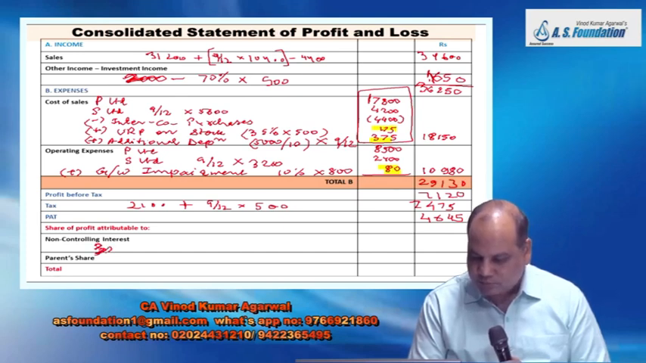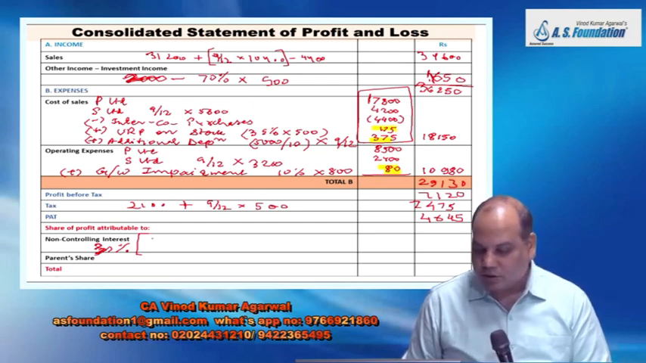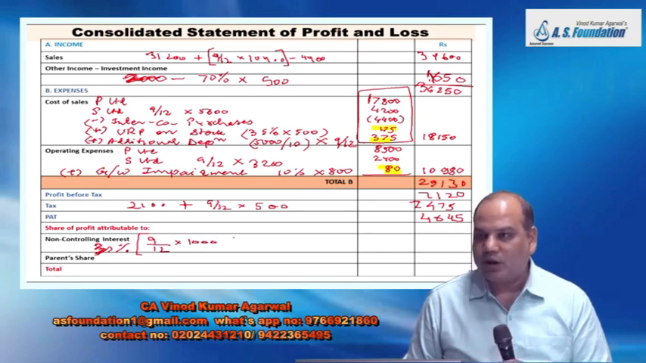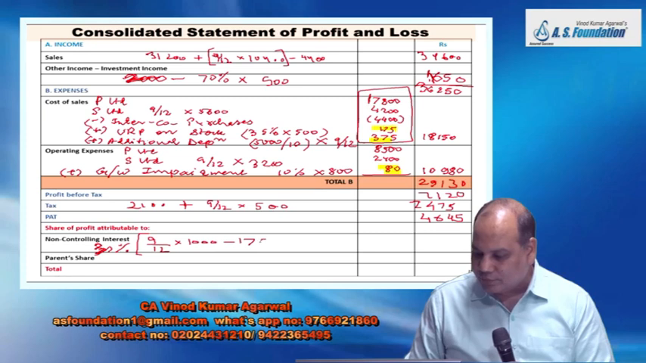NCI share is 30%. So first you write 30%. If you look at the question book, profit for the year of the subsidiary is 1100. So first you take 9 by 12 into 1100. This gives me post-acquisition profit before making adjustments. And there are 3 post-acquisition adjustments. One is this unrealized profit on stock, so minus 175. One is this additional depreciation.